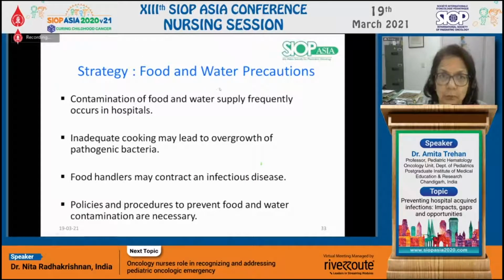Your food and water precautions. We have to ensure that the food and water supply remains safe, and that there is no inadequate cooking. That is why we always tell parents and the hospital where the food comes from that it is always freshly made. Food handlers, the ones who are making food in the kitchen, may have an infectious disease and may not tell and keep coming. That has to be ensured. So, every hospital will have a policy and procedure to prevent all this contamination and make sure things go well.